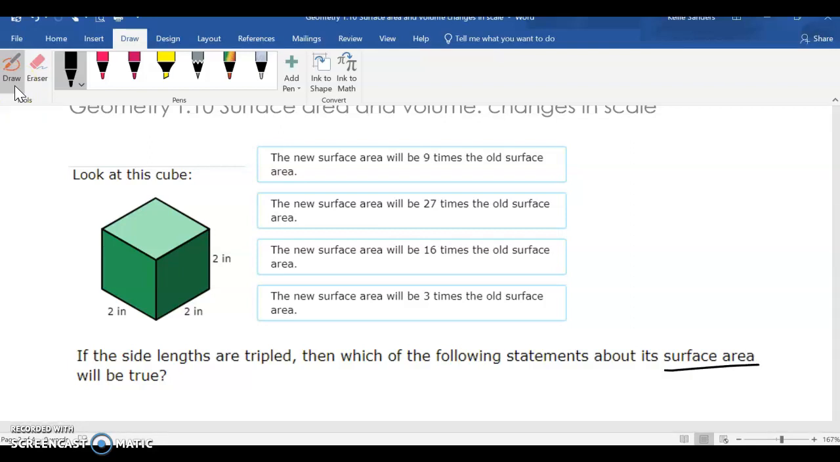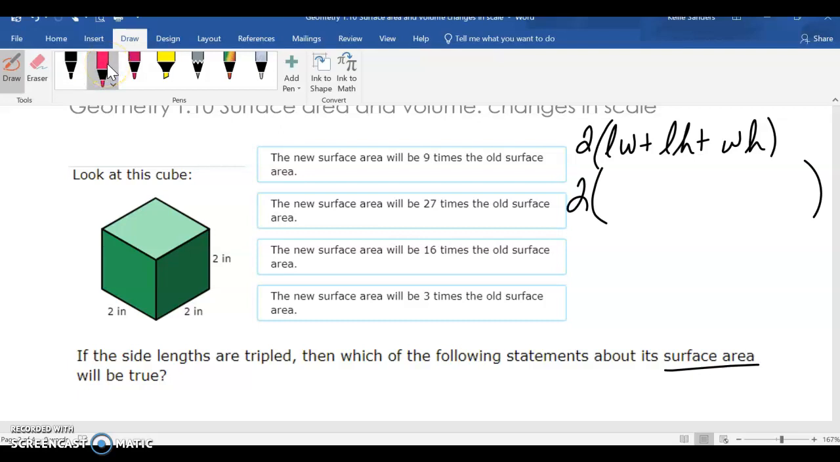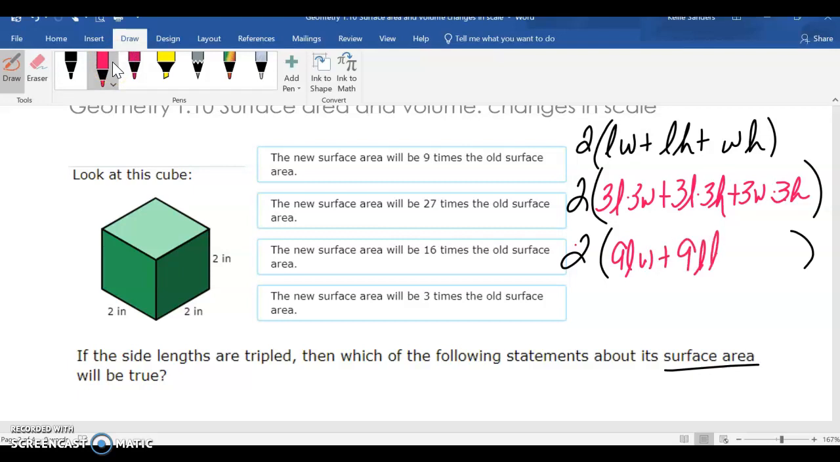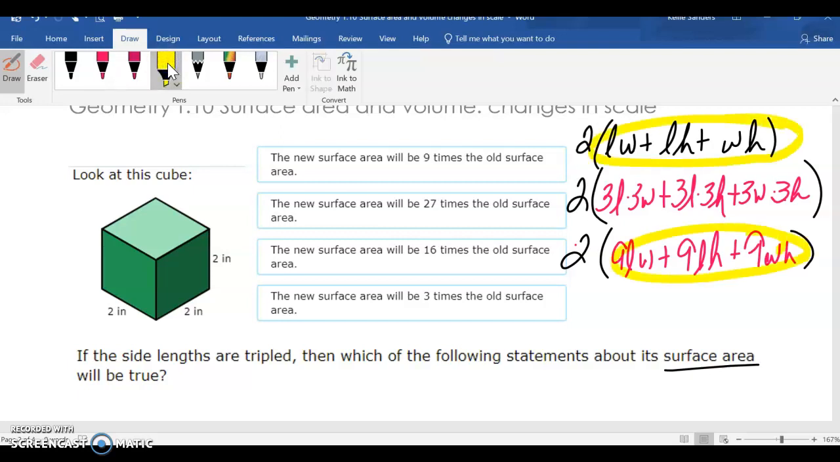Surface area. So 2LW plus 2LH plus 2WH. If the side lengths are tripled, so we triple L, we triple W, we triple L, we triple H, we triple W, we triple H, that'd be 9LW plus 9LH plus 9WH, and this is 9 times bigger than that. The new surface area is 9 times the older surface area.